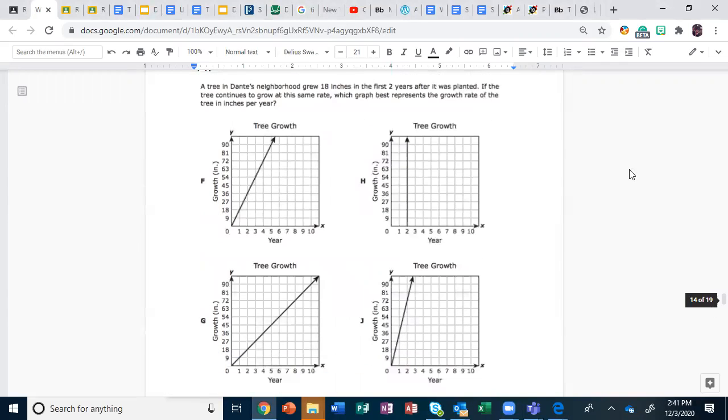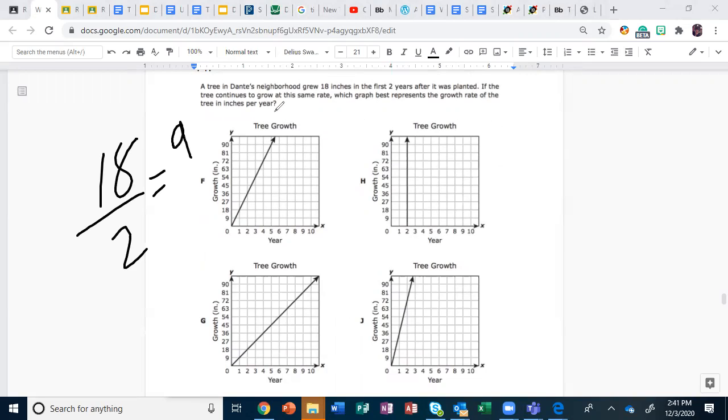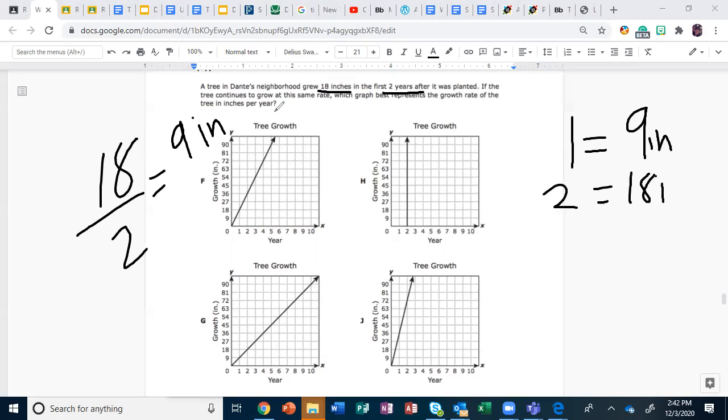Question 14 is exactly like the ones that we were doing before. What do we have to do? Divide. So 18 divided by 2 and we get 9. What is the 9 representing? The inches or the years? Inches, guys. So 1 year should be equal to 9 inches. And 2 years should be equal to 18 inches.